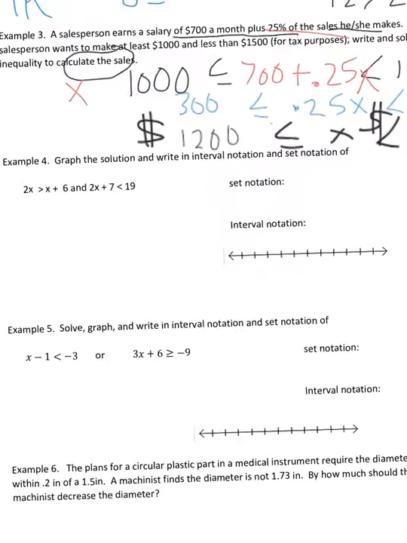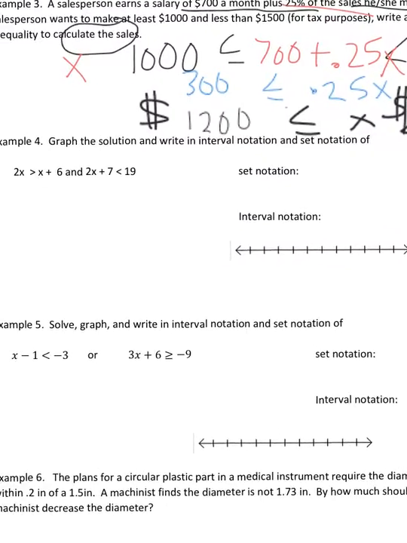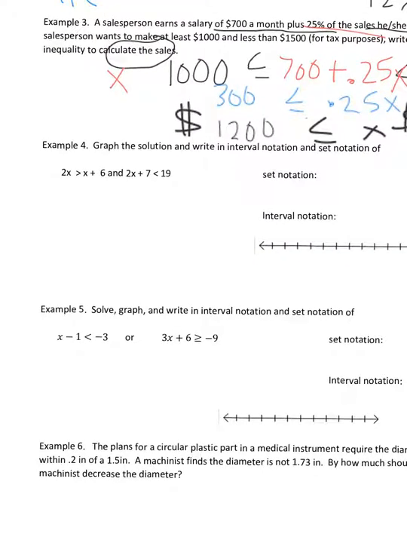Okay, so now we're going to talk about compound inequalities. You can have a compound inequality that is an and, and a compound inequality that's an or. An and means you're going to see where the inequalities overlap. So an and is where they overlap. So what do they have in common?